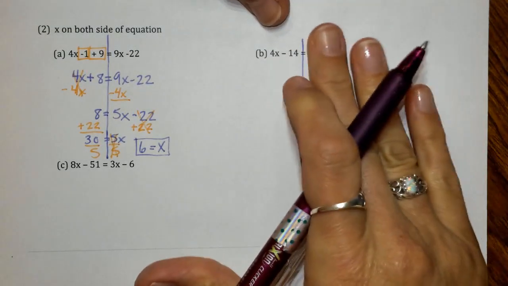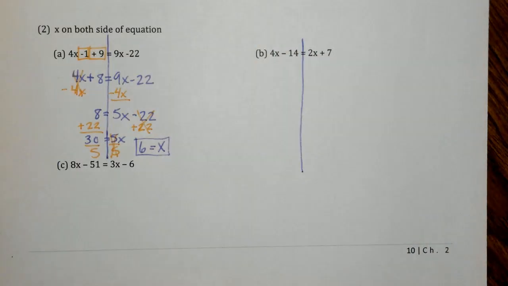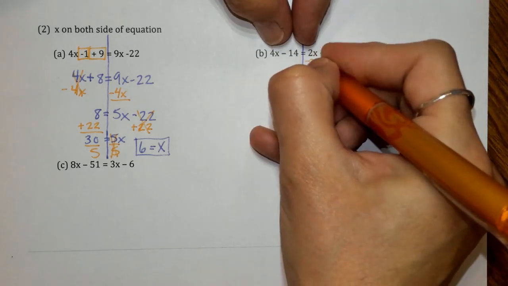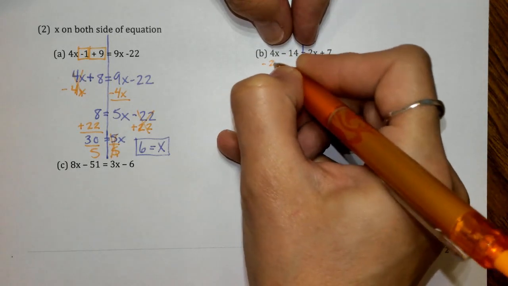Okay, look on the left, look on the right. There aren't any like terms to combine, so we're good to go. I'm moving the variable. 4x and 2x. 2x is the smaller one. I'm going to move that. Zero it out by subtracting.